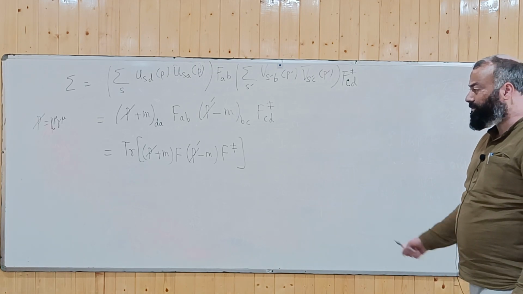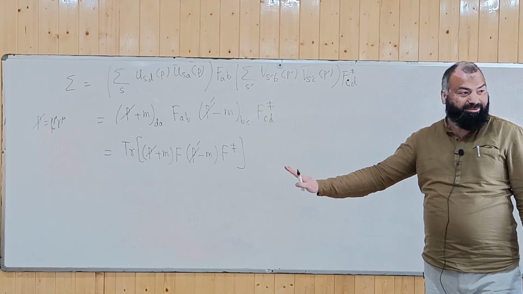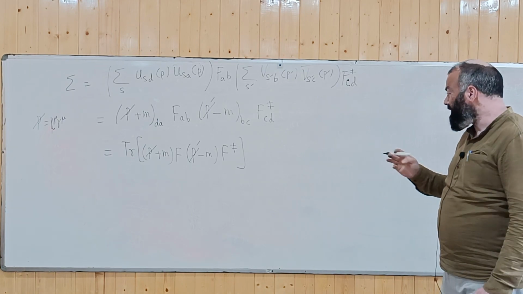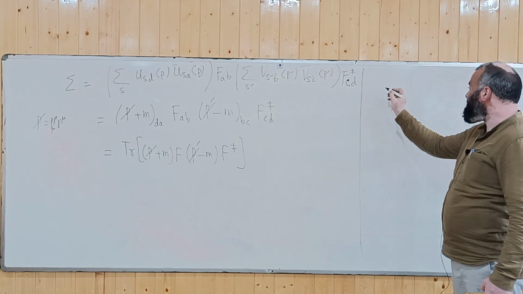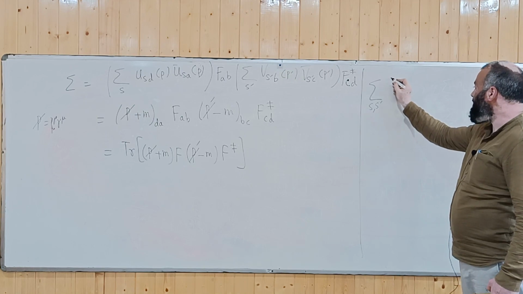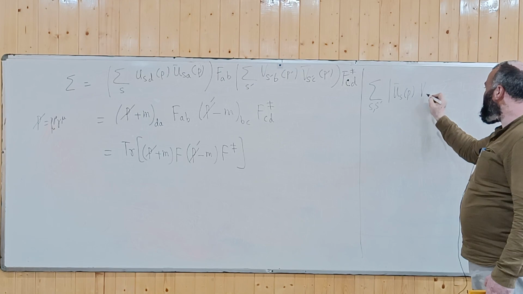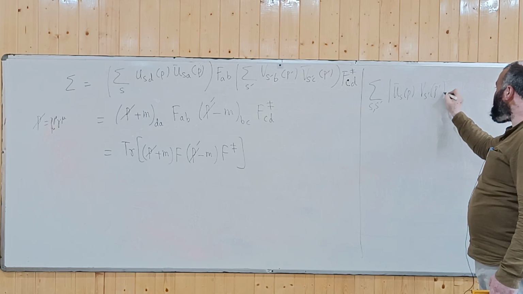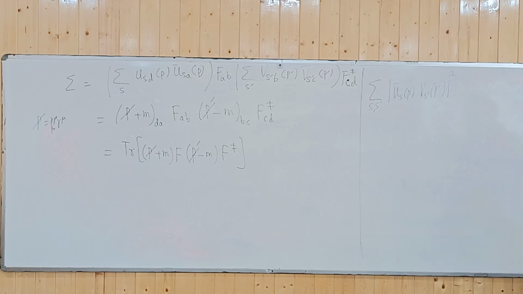Okay. Now what is our actual formula? So this is our sum. The actual formula is like this: summation over S prime, mod of U bar S P, then V S prime, P prime, mod square. Is this the actual formula?